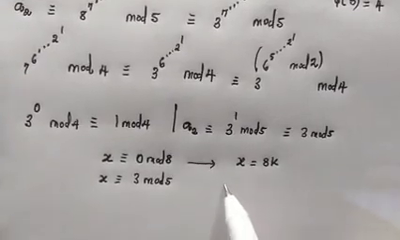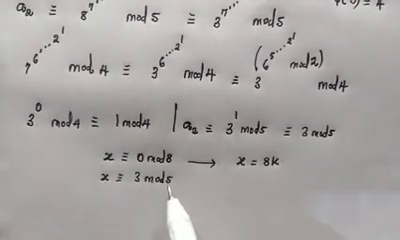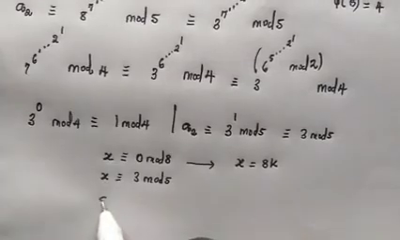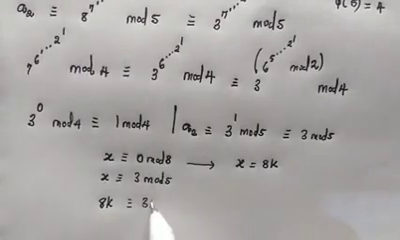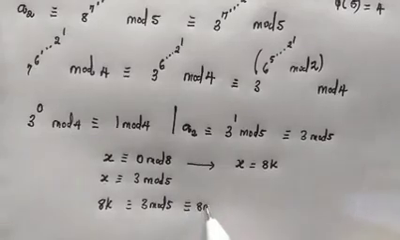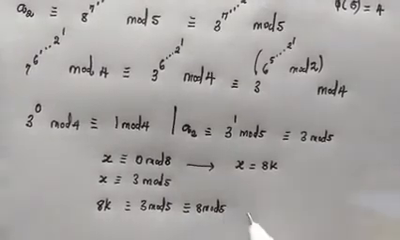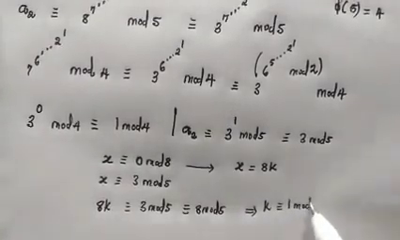We are not using the Chinese remainder theorem. So here, x is congruent to 3 mod 5, and x is 8k. Replacing for x in the second equation, 8k is congruent to 3 mod 5. This is also congruent to 8 mod 5. So divide both sides by 8. It implies from here that k is congruent to 1 mod 5.